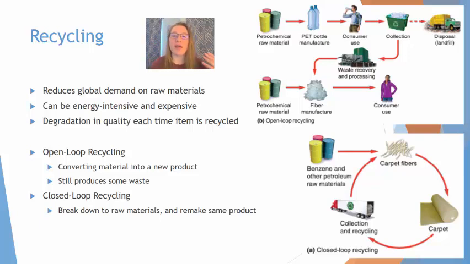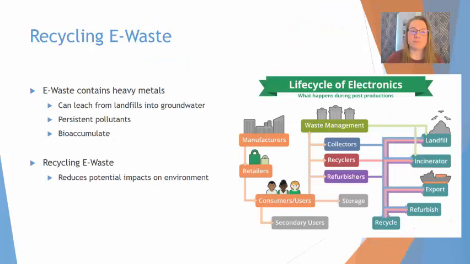Now, there are 2 main types of recycling. We have open loop and closed loop. With open loop recycling, we are converting that original product into something that is brand new, so something that's kind of different. So we have the example on here of turning a plastic bottle into, say, a fleece jacket. So we're turning it from one thing into something else. Closed loop recycling is breaking down that item into its raw materials and then using those raw materials to make that same item again. So it's more of a circular process instead of this open process.